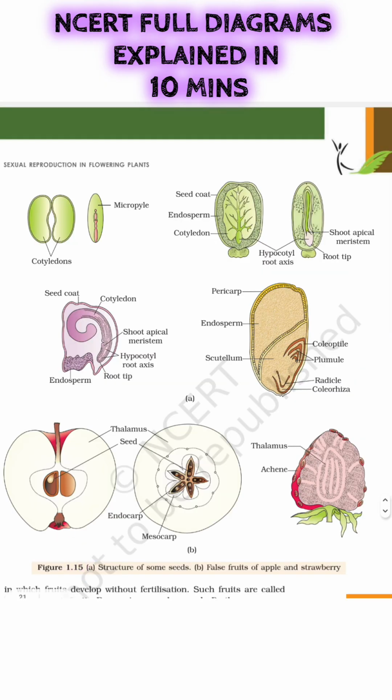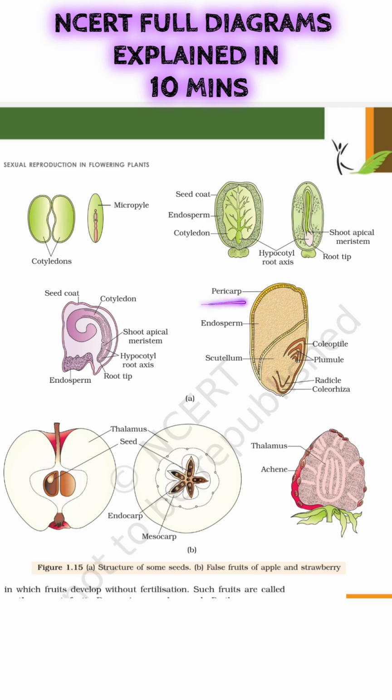Now this is figure 1.15, structure of some seeds and false fruits of apple and strawberry. Structure of some seeds have been shown in A part. All this is A. So you can see cotyledons, micropyle, the seed coat, the endosperm, the cotyledon. Then you can see the hypocotyl root axis, then the shoot apical meristem, the root tip. And here you can see the endosperm, the root tip is being mentioned here, the hypocotyl root axis, the shoot apical meristem, the cotyledon, the seed coat.